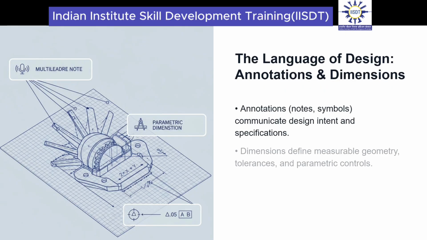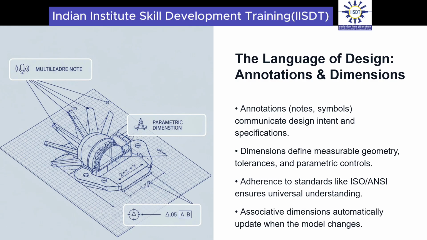Before we delve into the inquiry commands themselves, it's essential to understand the foundational context in which they operate. A CAD model is a rich tapestry of information, and its language is spoken through annotations and dimensions. Annotations are the notes and symbols that communicate the designer's intent. This includes everything from material specifications and finish requirements to assembly instructions, often using multi-leaders to point to specific features. They ensure that anyone viewing the drawing understands the why behind the geometry.